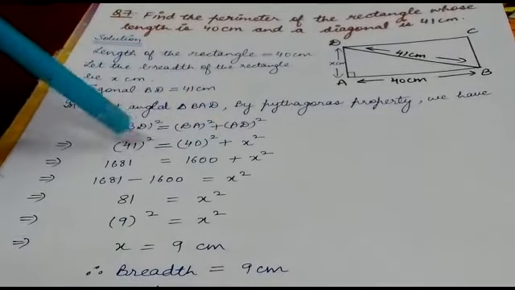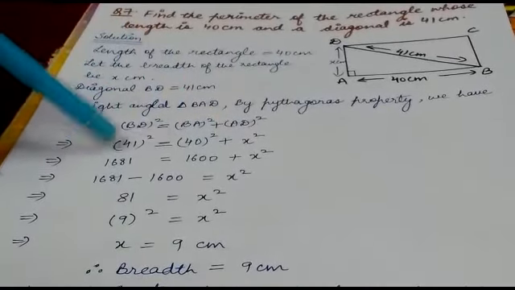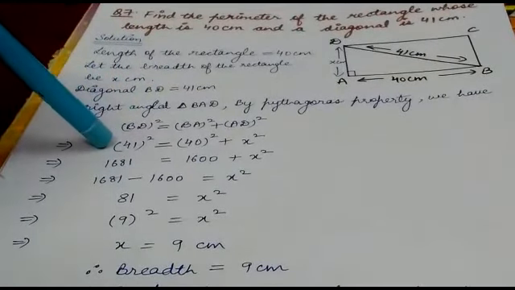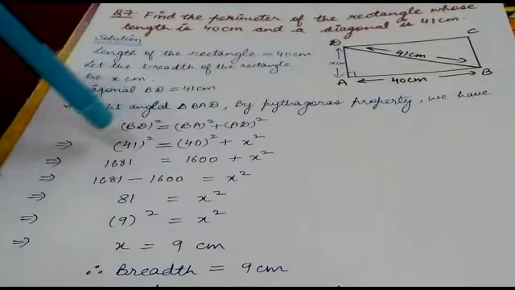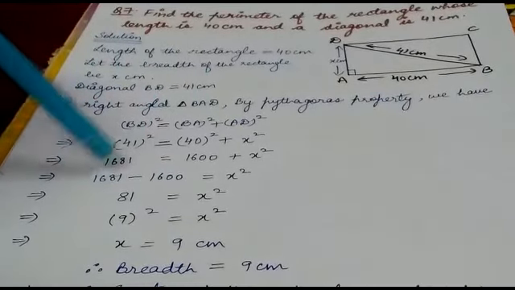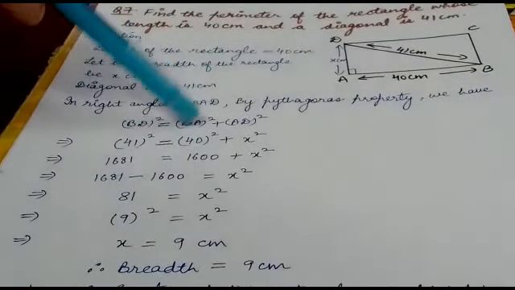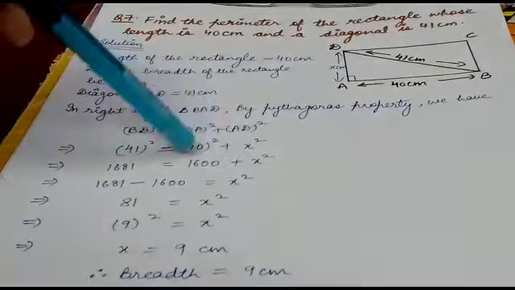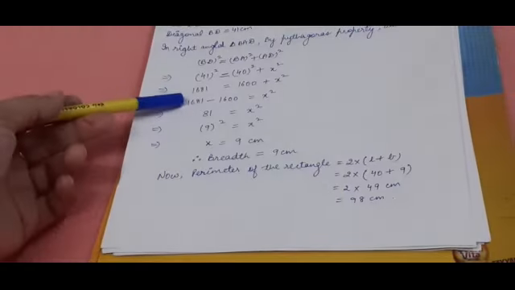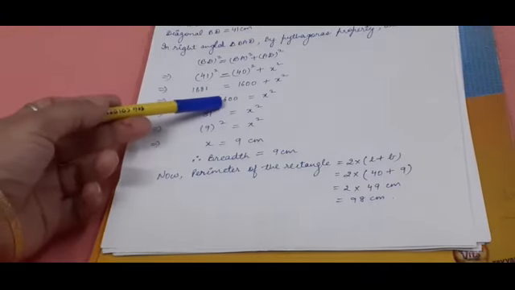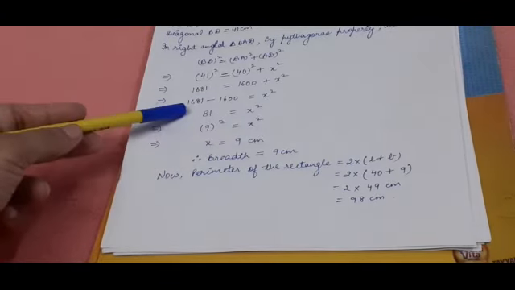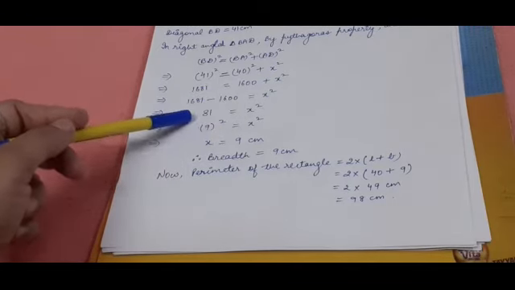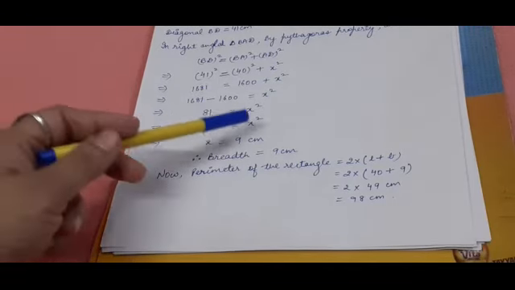Now 41 square, if you don't learn the table of 41, don't learn the square of 41, you can multiply 41 into 41, that is 1681, and 40 square is 1600 because 4 4s are 16 and these 10 tens are 100, so it is 1600. Now 1681 minus 1600 is equal to x square. Now subtract this, it will become 81 is equal to x square. 81 is the square of 9, so 9 square is equal to x square.